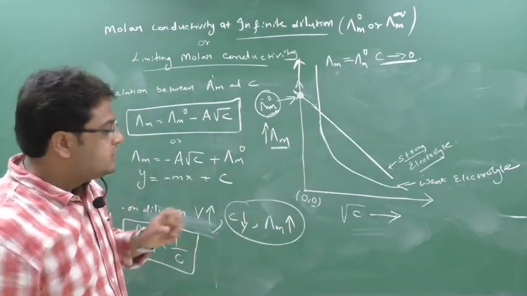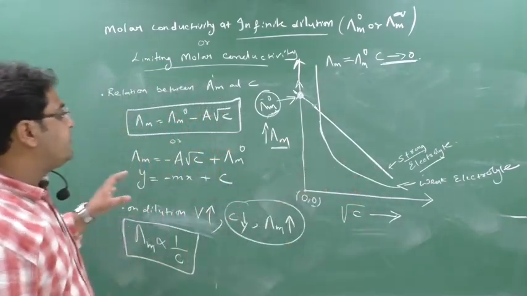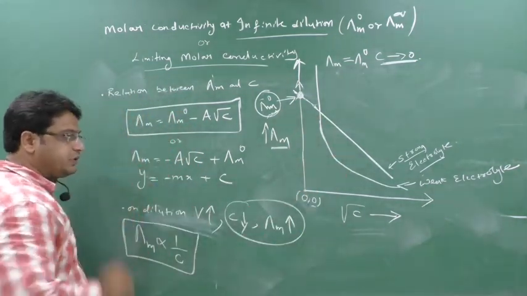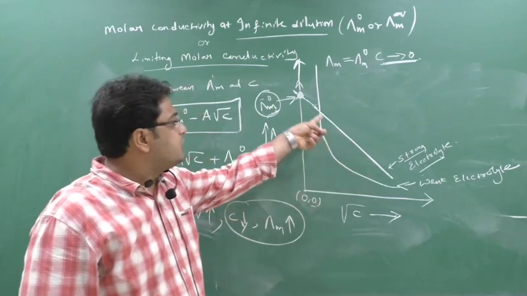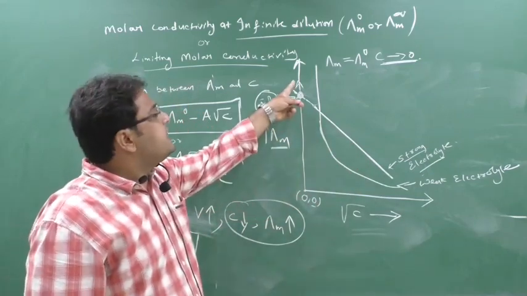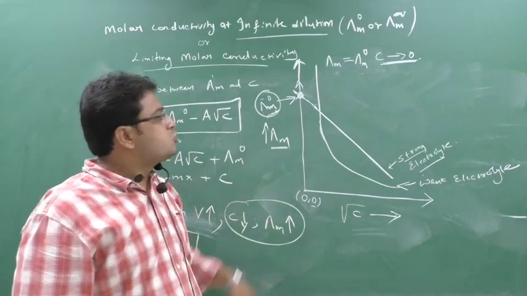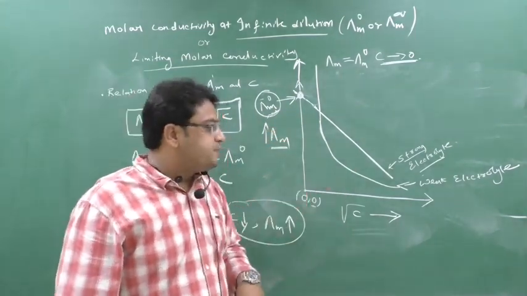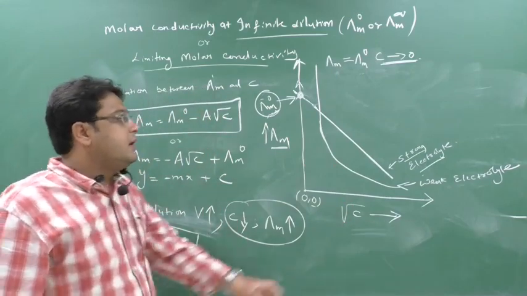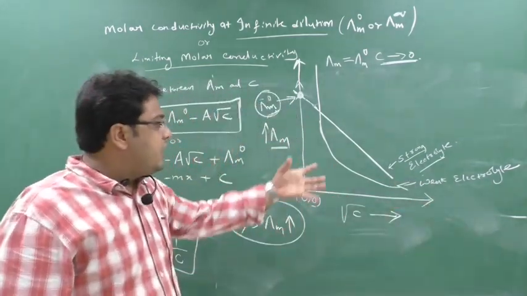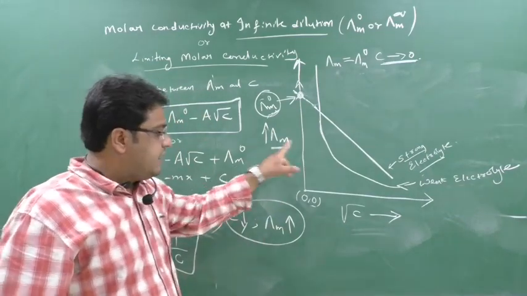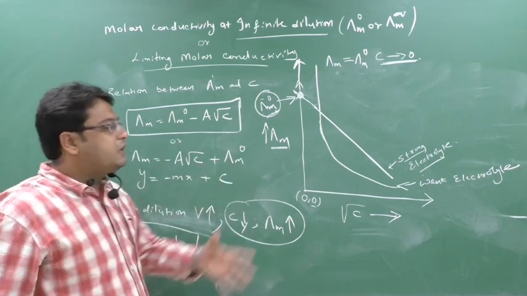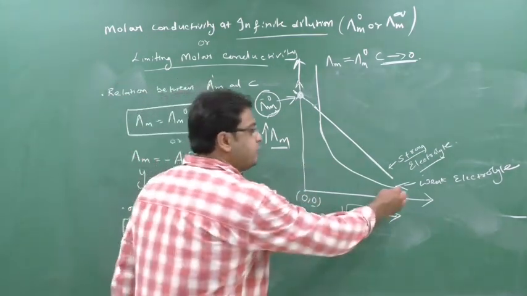We could not obtain the intercept for what? Weak electrolyte. Now see here, for strong electrolyte, when I took the values of lambda m and root c, I got a straight line graph by using this equation. And when I extrapolated for the strong electrolyte, I obtained the intercept on the y-axis, so I could determine the value of lambda m naught. Now I thought I will do the same experiment with this equation by taking weak electrolyte. So when I obtain the values of lambda m and root c for the weak electrolyte, I could not get a straight line. My graph was a curve.